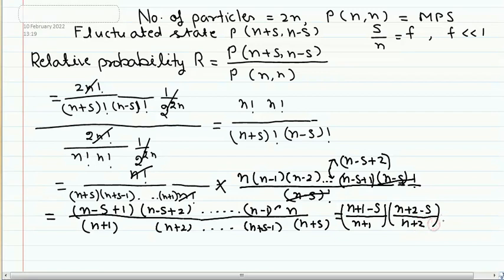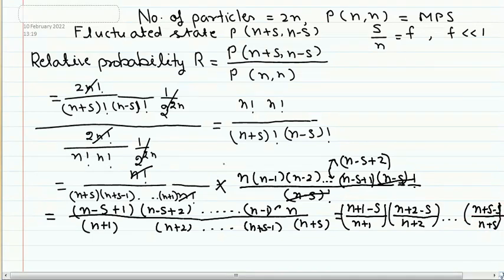The second factor, and then dot dot, and then last term is, because here it is only n, so we will write it as, so let us write just before the last term, that will be n minus 1, n minus 1, or let us write the last term. So that will be n plus s minus s divided by n plus s. So this is the last term.